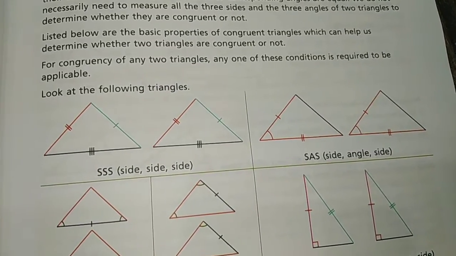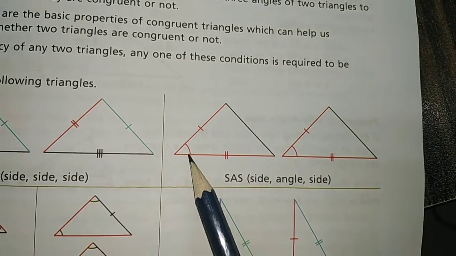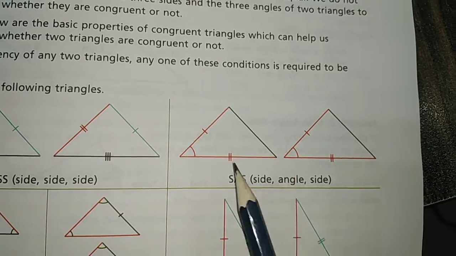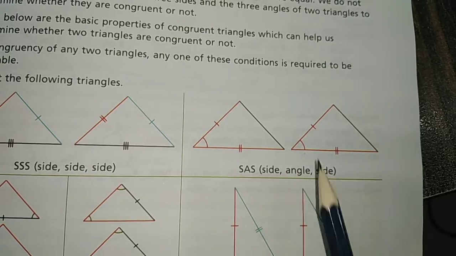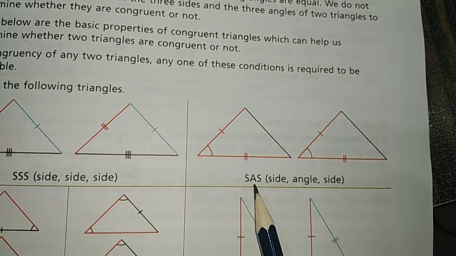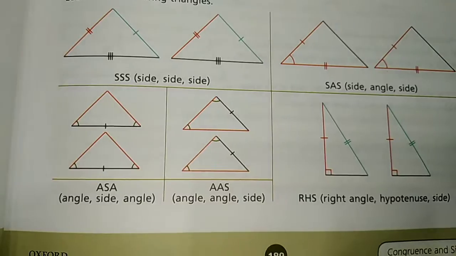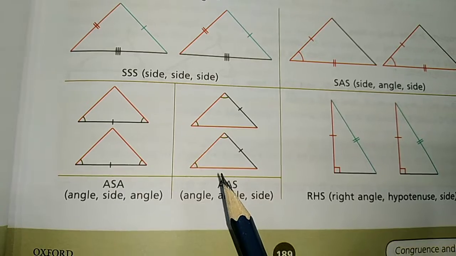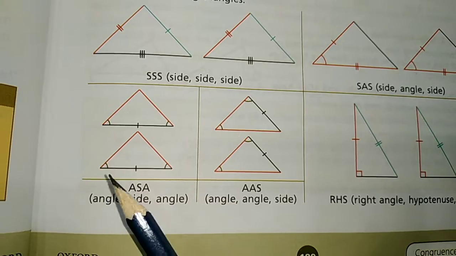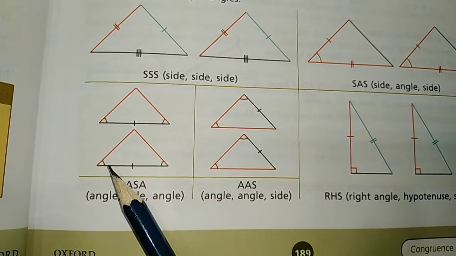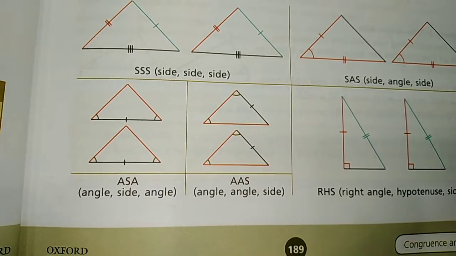The second property is that if two triangles have two sides and one angle equal in measure, then we can say that these two triangles are congruent. This is the property SAS, side angle side. The third one is that if two triangles have two angles and one side equal in measure, ASA, angle side angle, then these two triangles are congruent.